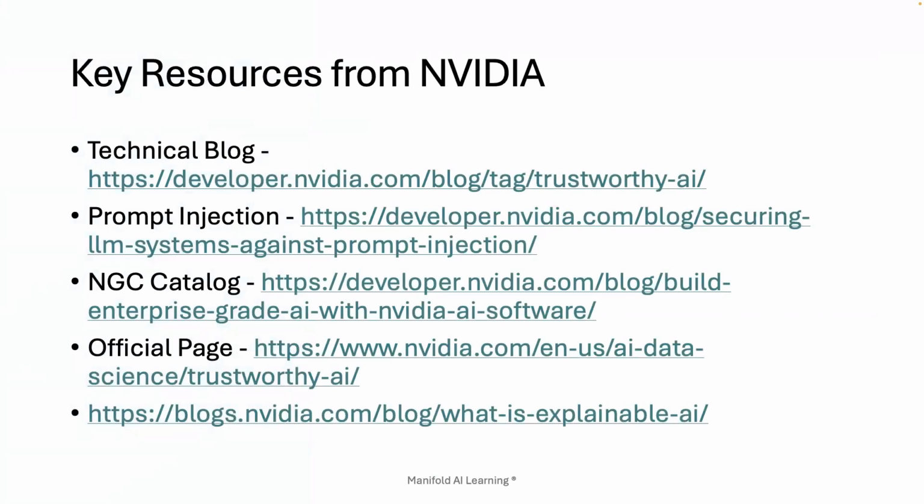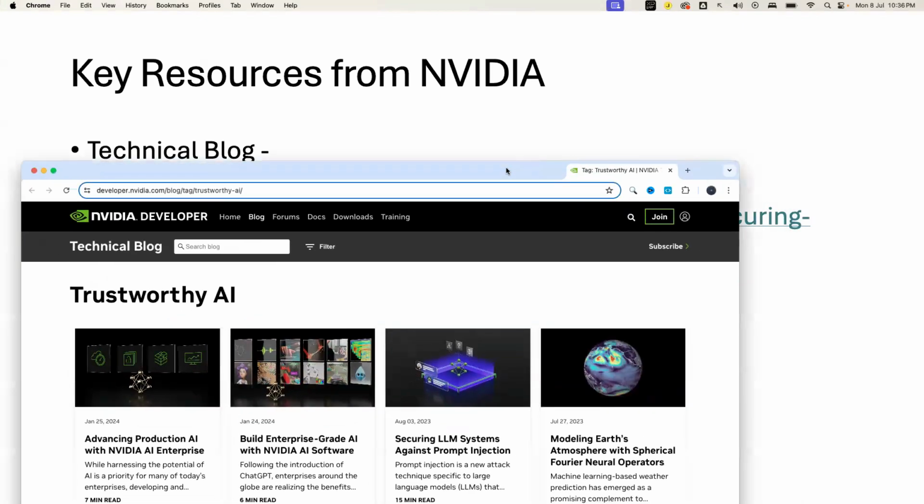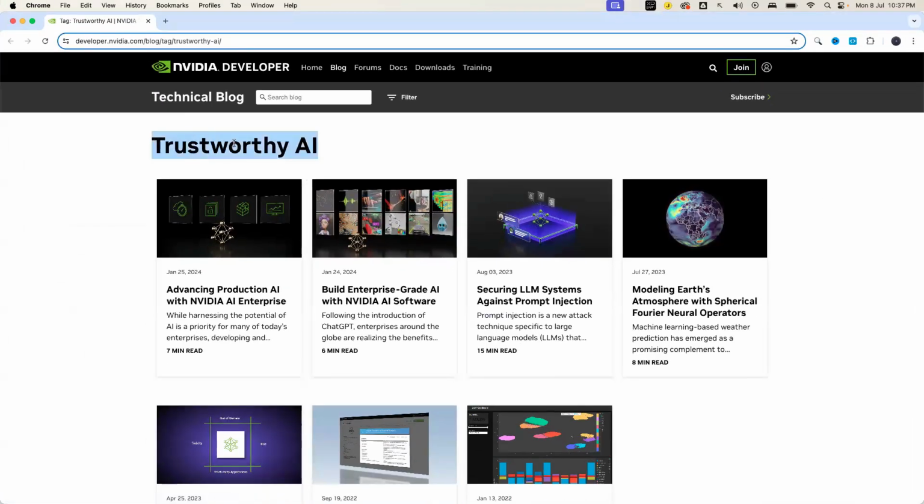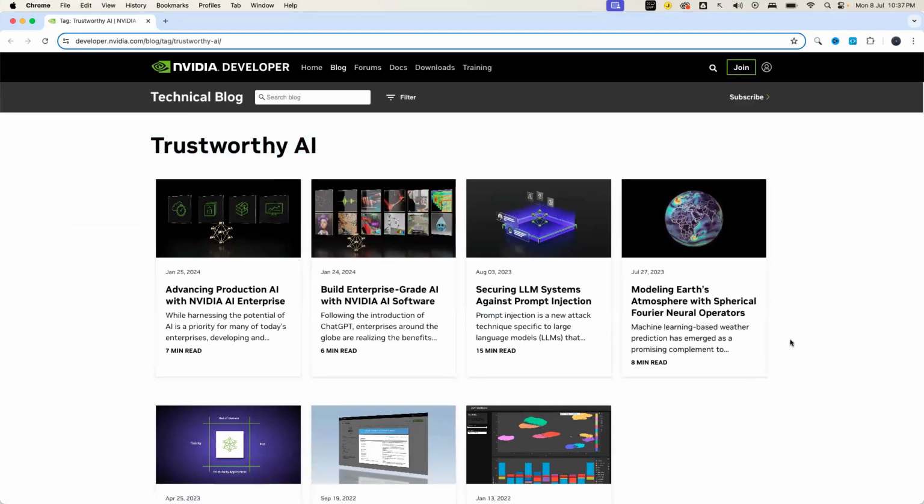There are key resources which are very essential for you to know, just at a very high level from the examination standpoint. Now, let me take you through them one by one. First one is the technical blog. NVIDIA has published various blogs. And since we are in trustworthy AI, these are all the blogs under this topic. It's worth going through each of these blogs at a very high level.